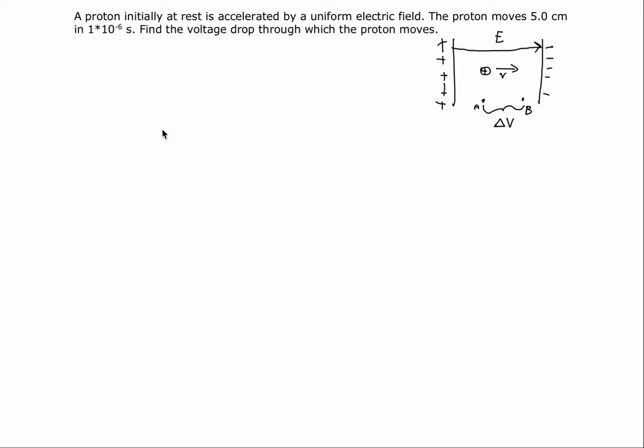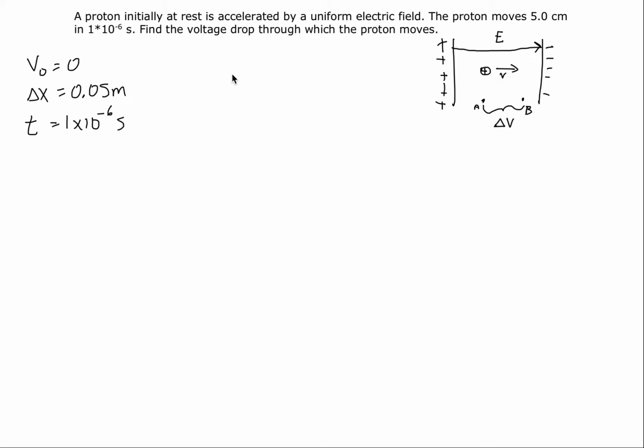Let's go ahead and write down our givens. We have that the proton is initially at rest, so initial speed or velocity is 0. We have that it moves 5 centimeters, so from A to B, that's going to be our delta x. That's going to be 0.05 meters. Then we have the time is 1 times 10 to the negative 6 seconds.